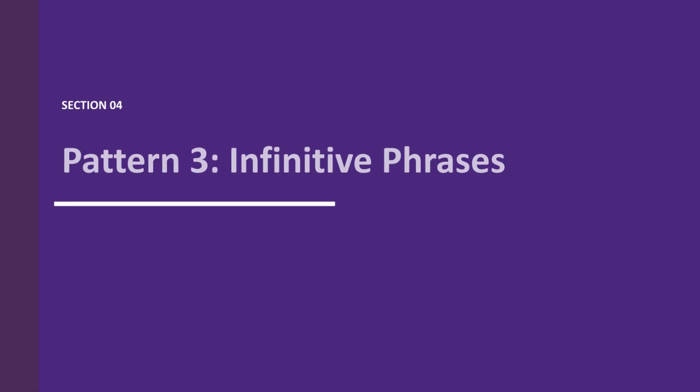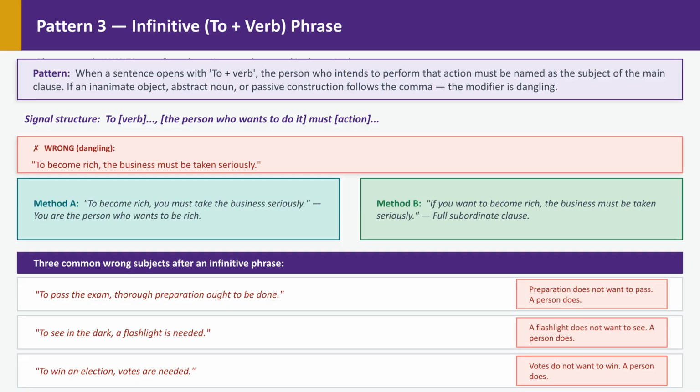Section 4 introduces Pattern 3, infinitive phrases. These are phrases starting with to plus a verb, such as to become rich or to pass the exam. The Pattern 3 rule is that the person who intends to perform the action in the infinitive phrase must be the subject of the main clause.